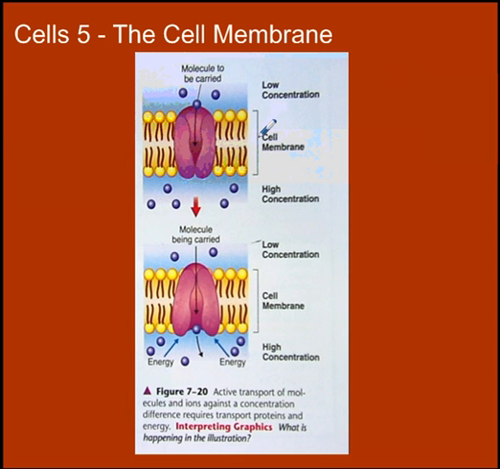Here's another diagram that shows how this works. Again, the cell wants to move these molecules from low concentration to high concentration. The special protein, the transport protein, will grab the molecule, and then it changes shape and forces the molecule against the concentration gradient. That shape change requires energy, or ATP, and will force the molecules from low concentration to high concentration, which could be moving things in or out of the cell depending on what the cell needs done.